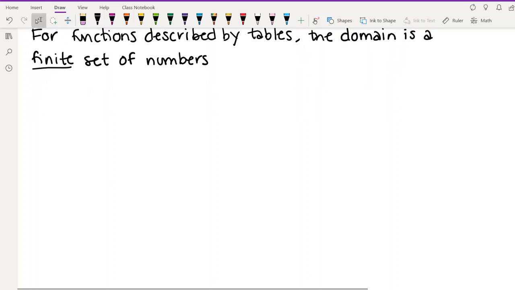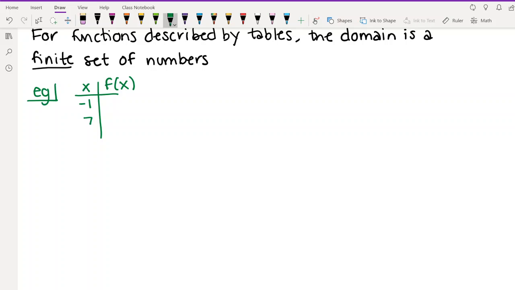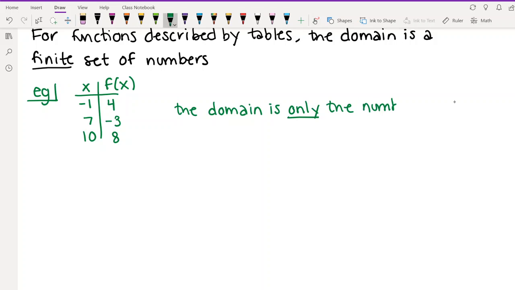So to give an example, let's say we had the function defined by this table. So we have -1, 7, 10, and 4, -3, 8. We did an example like this last time, and we said that the domain is only the numbers, numbers starts with an N, not an M, the numbers -1, 7, and 10. That's it. If that is the only information given in the table, those are the only numbers in the domain. You can't fill in the blanks between them and guess. That is literally the only numbers that you're allowed to plug into your function. And so that's an example of a finite set of numbers.